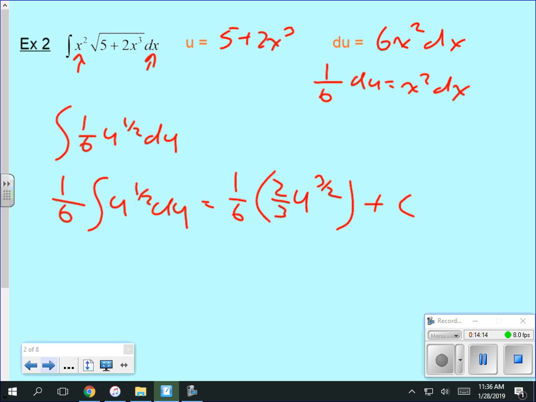Now, I need to clean this up here. So 1/6 times 2/3 gives me 1/9, right? 1/9. And u is no longer u. It is now back to the original (5 plus 2x) cubed to the 3/2 power plus c.